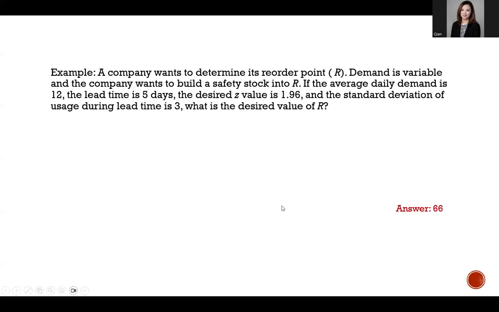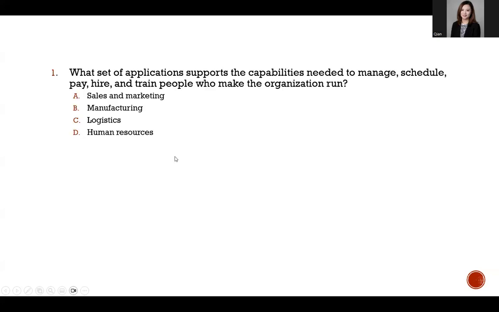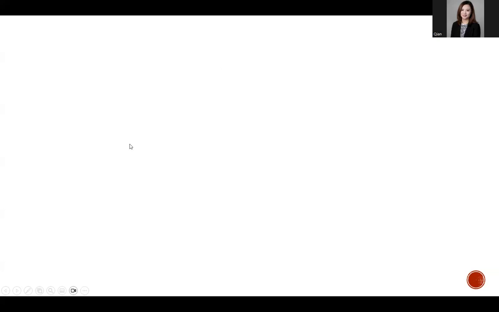So for these questions here, this asks what set of applications supports the capabilities needed to manage, schedule, pay, hire, and train people for the organization running. It is HR logistics. This is considering the ERP systems here. So this is one of the main applications of ERP, which is HR, human resources.